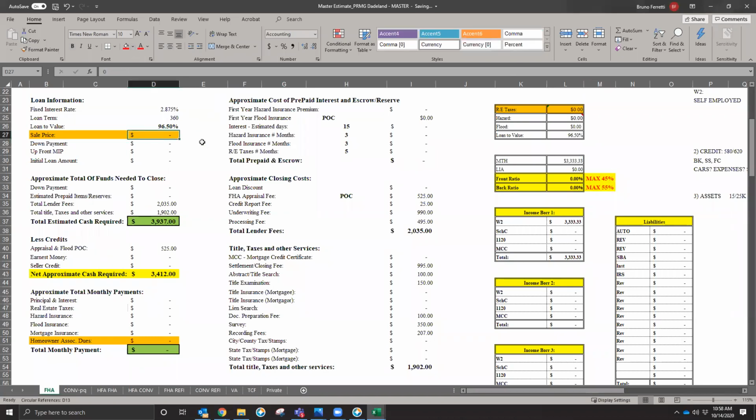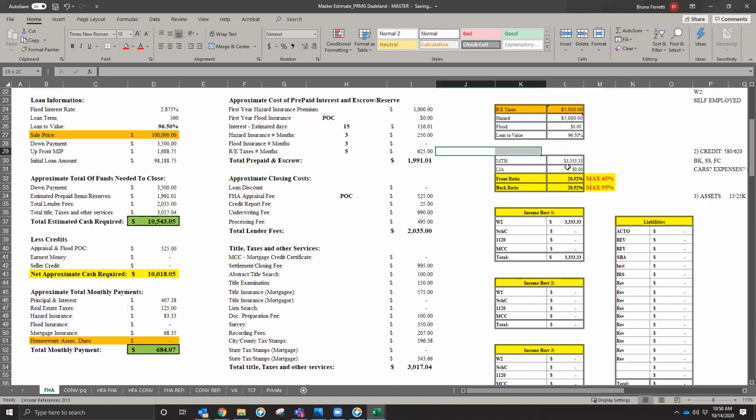So let's put here 250. Or actually, let's do this. Let's start off with 100,000. This person makes 3,333, and they want to buy a $100,000 efficiency in Hialeah. You can't even find that in Hialeah. Because that's all you'll get for 100 grand in efficiency.